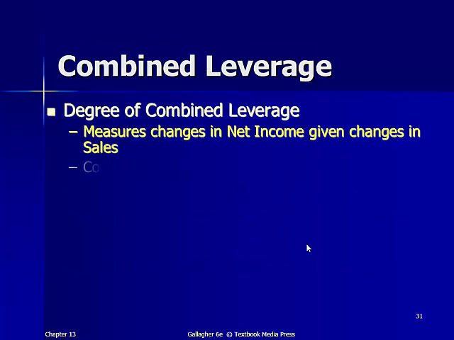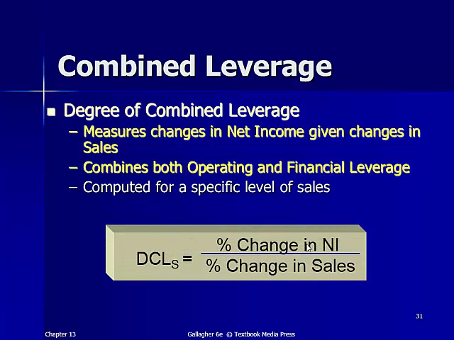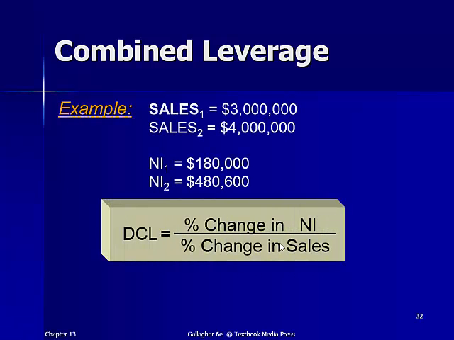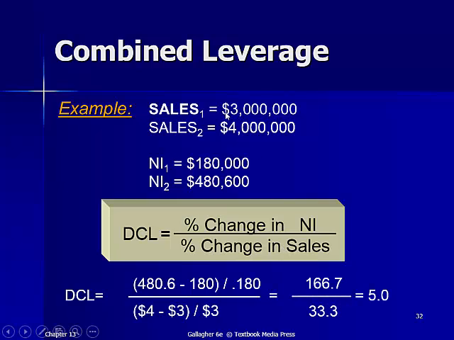We can combine these two effects and compute the percent change in our net income over our percent change in sales. Here we have the numbers for years 1 and 2. The percent change in net income is your 480,600 minus your 180,000 over your 180,000, which equals 166.7%. And again, I dropped the zeros. You can check my math and see if you get the same result using the full dollar value.